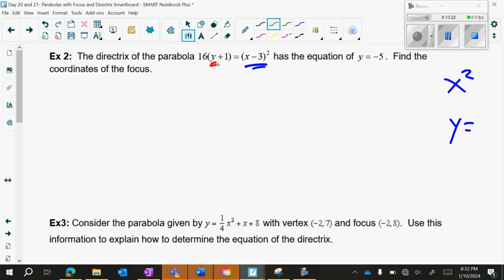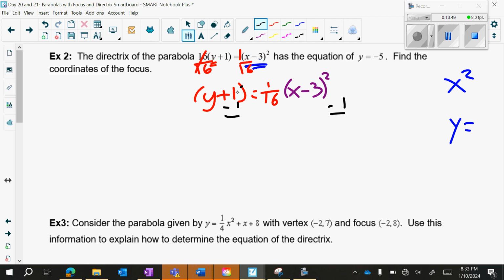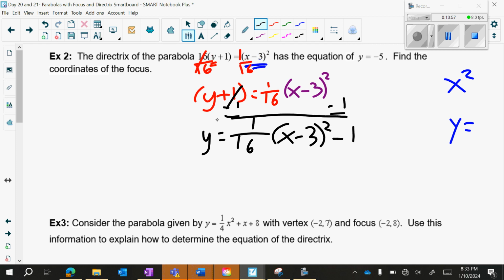So the first thing I would do would be divide by 16 because it's connected by multiplication. The opposite of multiplication is division. So I would get y plus 1 equals, and this is really over 16, but I'm going to write 1 over 16 because remember it's going to become 1 over 4p. So the 16 moved to that side and now it's 1 over 16. Okay. Now I'm going to subtract 1, and now y will be by itself. So now I have my equation: y equals 1 over 16, x minus 3 squared, minus 1. They didn't ask for that though, so just keep that in mind.